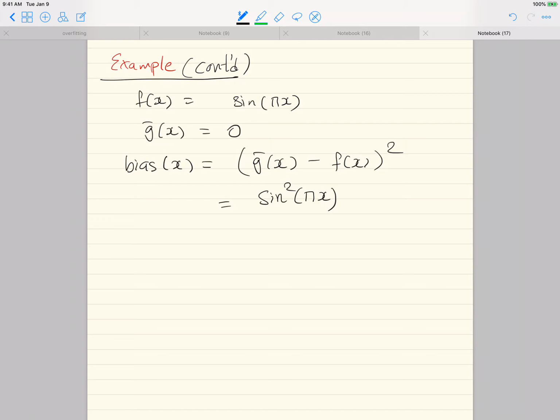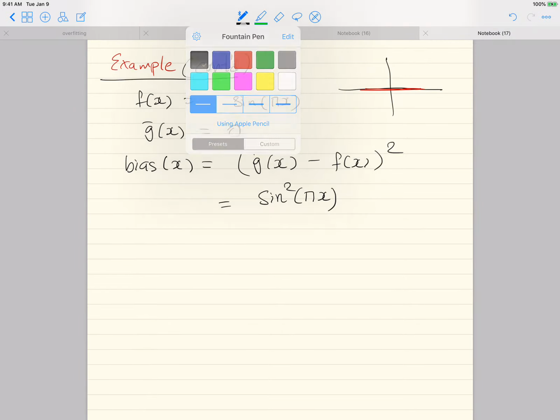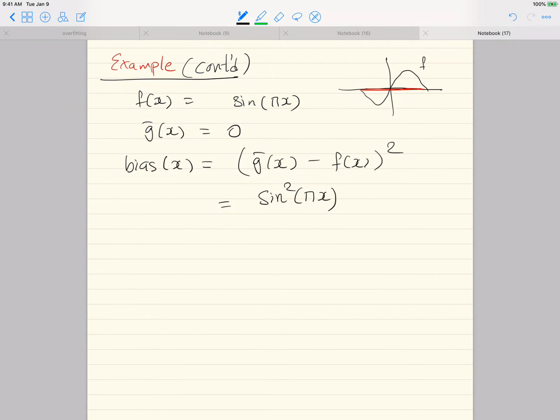So for any x, if x is 0, the bias is 0. If x is half, the bias is 1 at that value, sine square of pi over 2. So depending on x, the bias will be different because your approximation error is different, right? What is happening here is, this is g bar, this is f of x. You pick an x here, you look at the difference between the two, say it's delta, take the square of delta. That's the bias at that point.